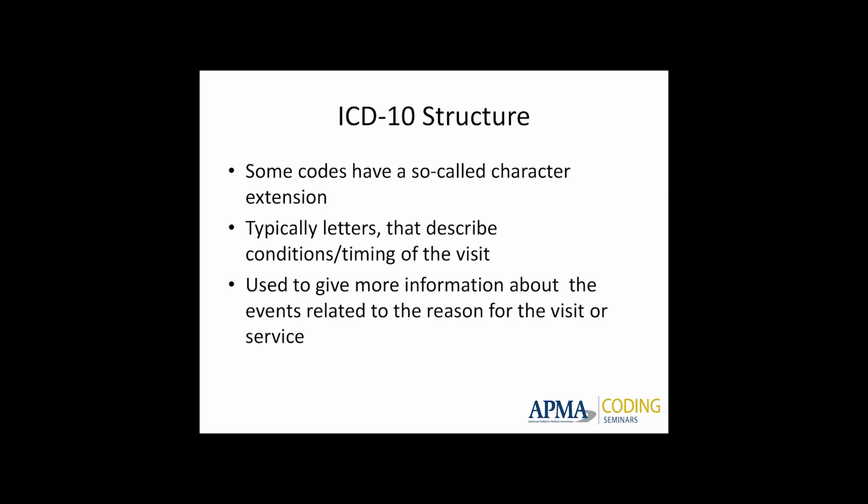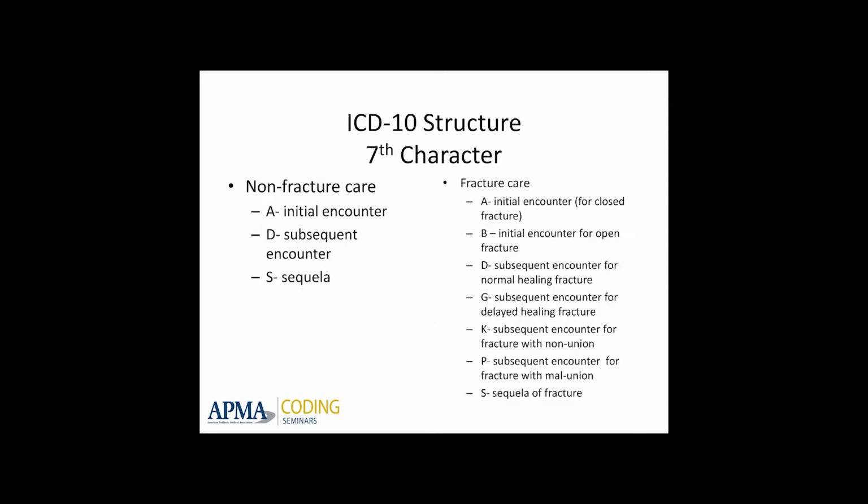There are some caveats to it. There are some so-called character extensions. These are typically letters, not always, but usually letters, and they're typically in the 7th character. They're non-fracture character codes. If you've got injuries or something like that, you would go to a 7th character that says this is the initial time I've seen the person for this injury. Maybe it was a laceration. First time I've seen this patient for this injury. Subsequent encounter. And then the last one is the sequelae.